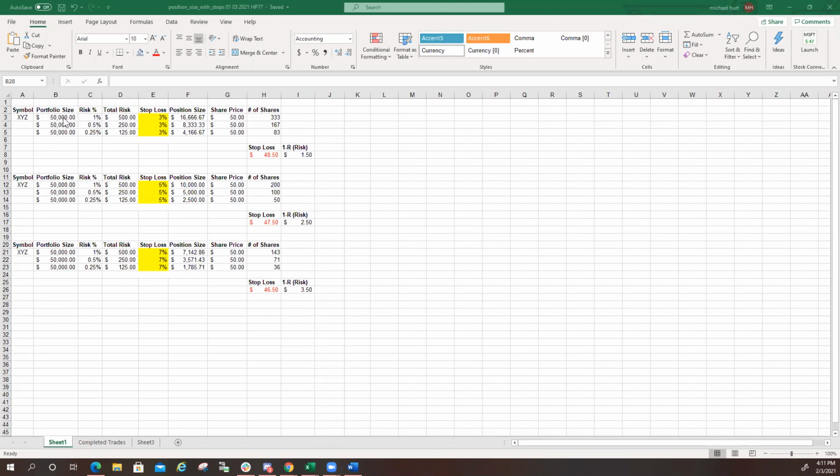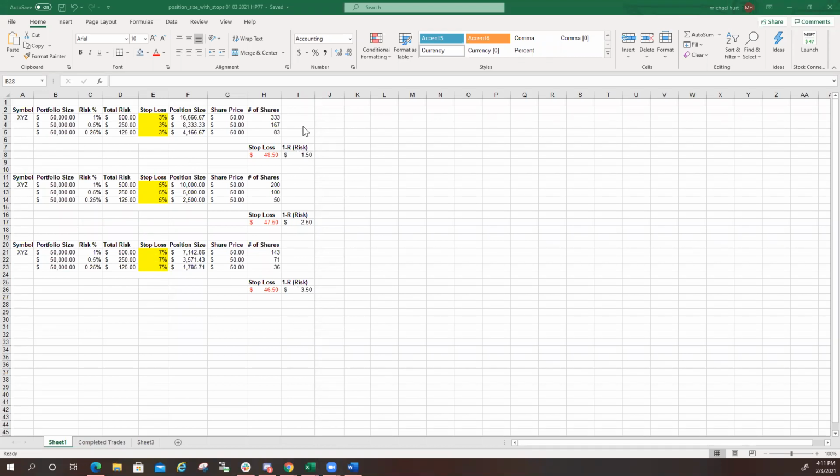So 1% of a $50,000 portfolio would be $500 of risk, 0.5% would be $250, and 1/4% would be $125. If you had a $50 stock, your stop loss was 3%, and you wanted to risk $500 of your portfolio, a total of 1% risk, which I would say is the maximum amount a new trader would want to risk, this gives you the position size you could buy: 333 shares, with a stop loss at $48.50. This is what we call a 1R risk. Whatever that R risk unit is for you, here it is $1.50; with a 5% stop loss it would be $2.50, and a 7% stop loss would be $3.50.